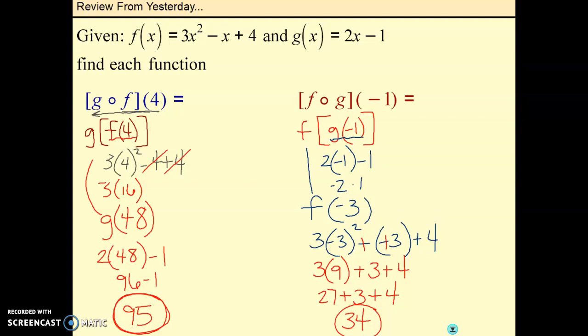Now, of course, if you didn't genuinely watch yesterday's video, or if you were just absent or missed it for some reason, I would suggest going back and doing that first, because today is going to build off of yesterday. So yesterday we introduced the idea of composition of functions.